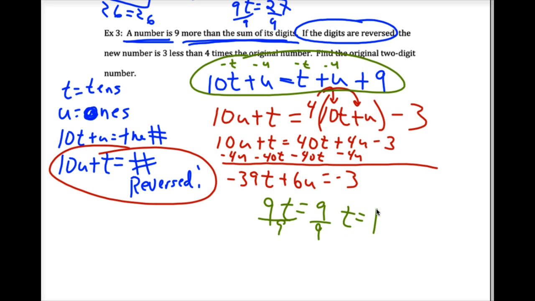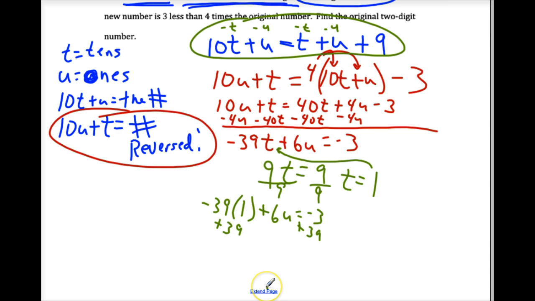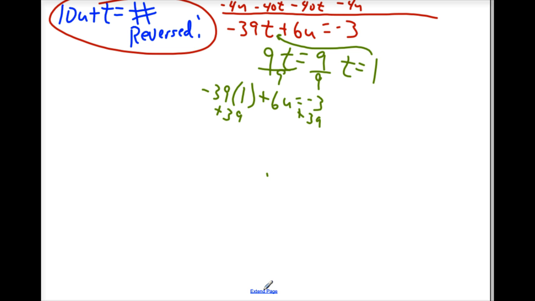T is 1. We know that the tens digit is a 1. The number's in the teens. Since t is 1, I'm going to substitute it into the other equation for t. Negative 39 times 1 plus 6u equals negative 3. I'm going to add 39 to both sides. 6u equals 36.